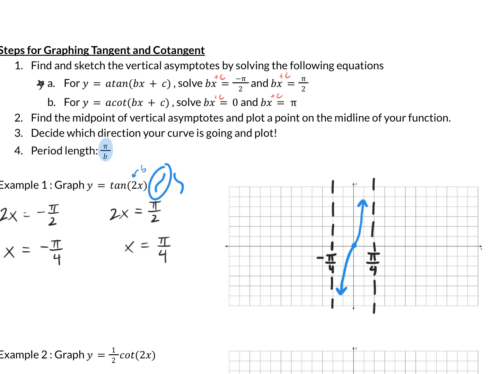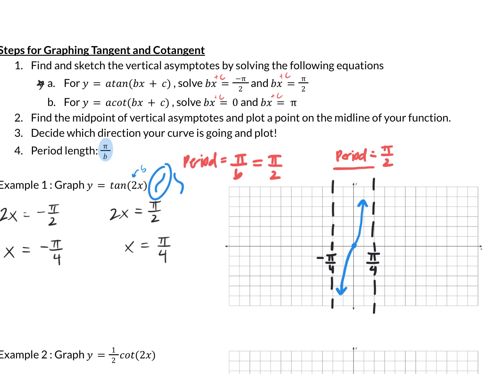Another thing we can check to make sure that we did correctly is that this distance is my period. So my period length here is technically pi over 2, right? Because negative pi over 4 to pi over 4 is pi over 2. Which I can also find by taking your formula and doing pi divided by b. And my b in this case is also 2. So pi over 2. Our period is actually pi over 2 when we graph our vertical asymptotes, so that means we did that correctly. And that is all we need to do.